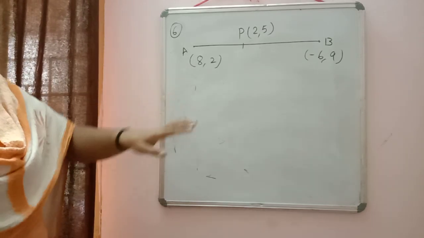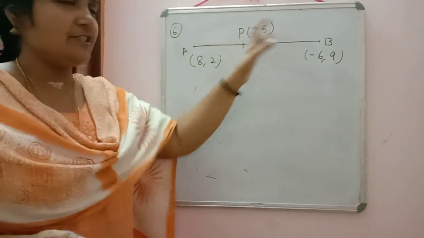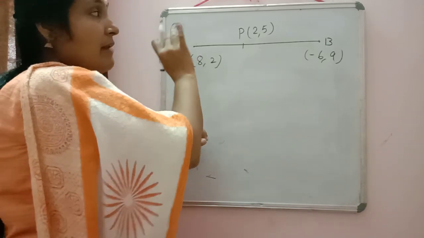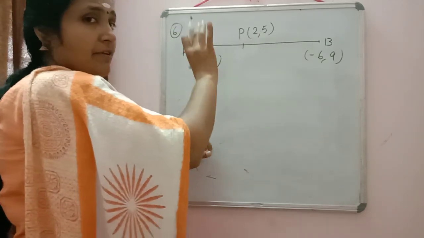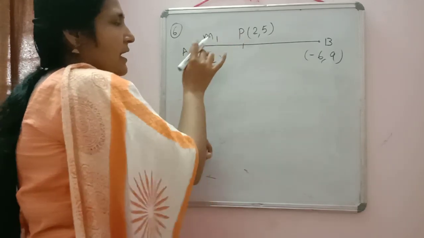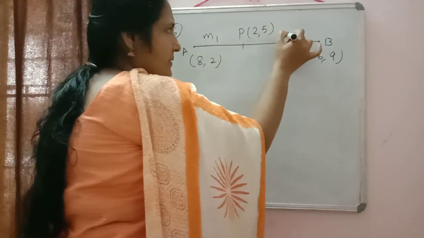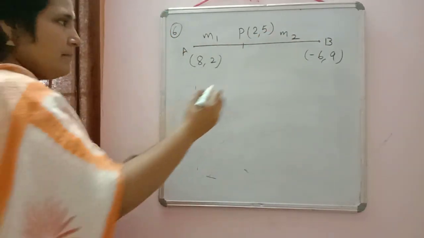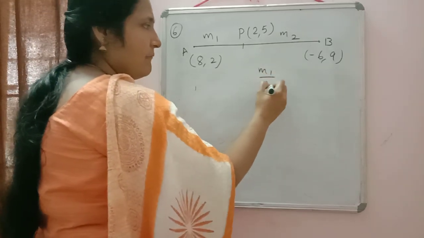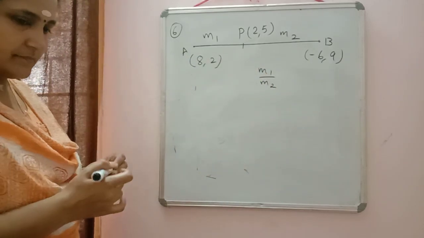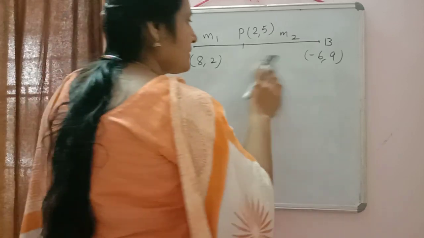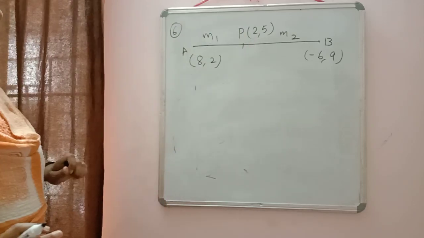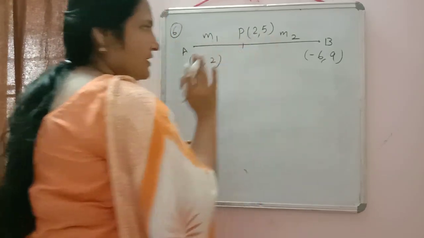Normally in the formula we write the ratio as m1:m2. Here we have to calculate the ratio only. We don't want the values of AP and PB, we want the ratio only. So suppose I take AP as m1 and PB as m2. We want the ratio m1:m2, which means we have to calculate the value of m1 by m2. Clear? Okay. Everything is written in the diagram. The ratio we have taken as m1 is to m2.